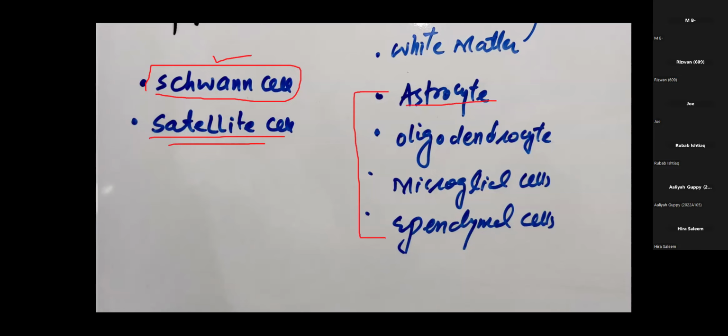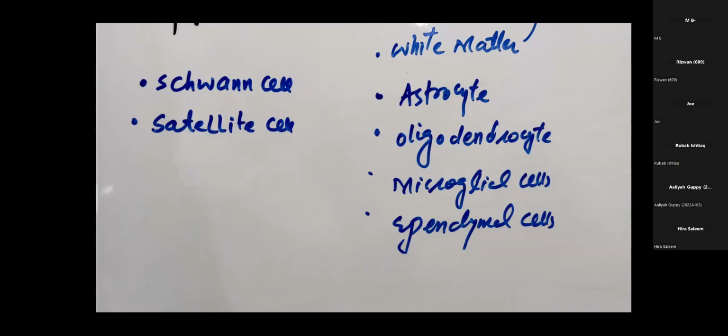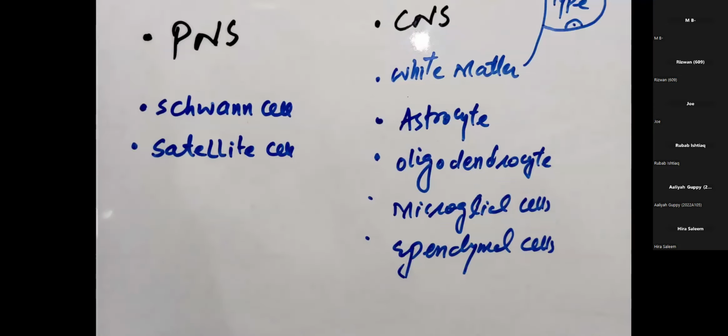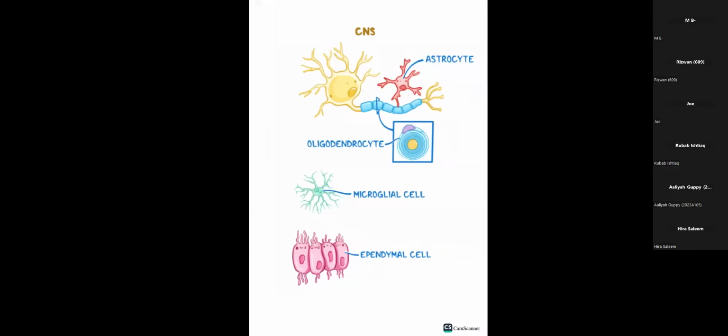The first cell is the astrocyte, the other one is the oligodendrocyte, the third one is the microglial cells, and the fourth one is the ependymal cell. So these four cells are used to myelinate neurons in the central nervous system, and these two cells, Schwann cells and satellite cells, cause myelination in the peripheral nervous system. It is also asked in MCQs: which cells myelinate the peripheral nervous system and which cells myelinate the central nervous system.